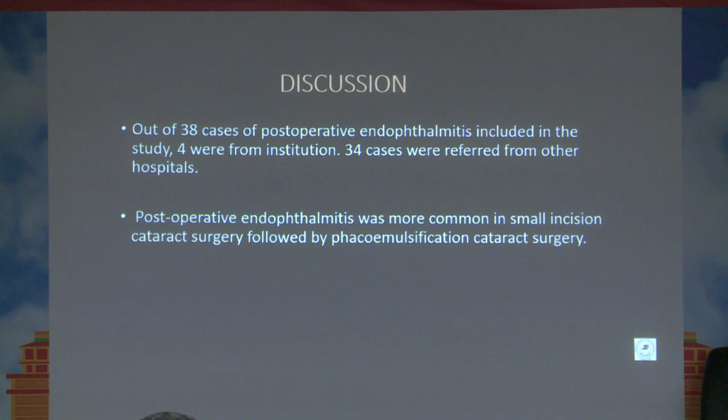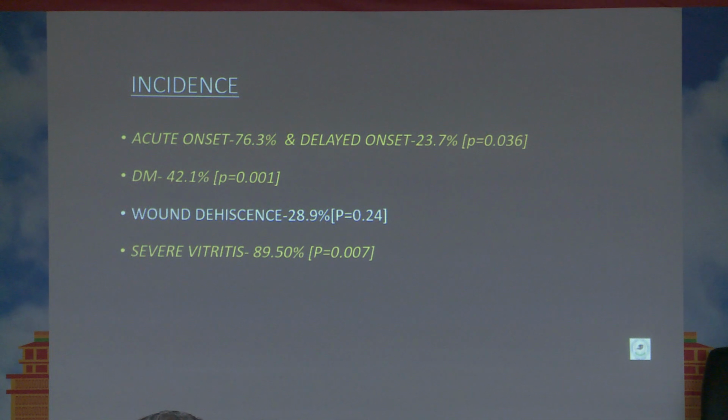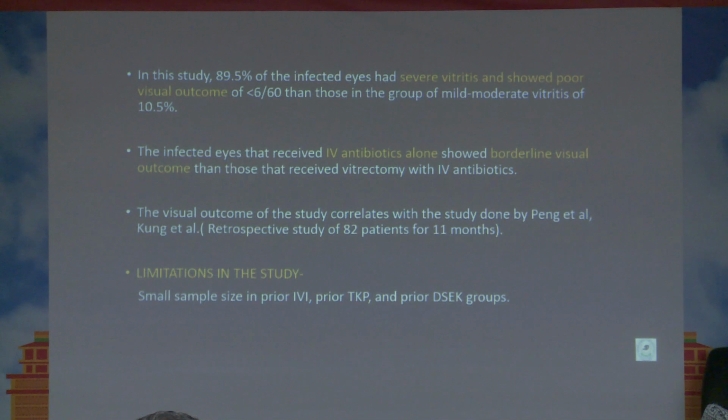Discussion, out of 38 cases of postoperative endophthalmitis in the study, 4 were from institution, 34 cases were referred from other hospitals. Here, endophthalmitis was more common in SICS surgery, followed by phacoemulsification. Mode of presentation, acute onset 76.3%, delayed onset 23.7%, diabetes and severe vitritis were statistically significant in the study. In this study, 89.5% of eyes with severe vitritis showed poor outcome compared to the group of mild to moderate vitritis. Infected eyes that received IV antibiotics alone showed borderline outcome compared to the eyes received vitrectomy and intravitreal antibiotics.